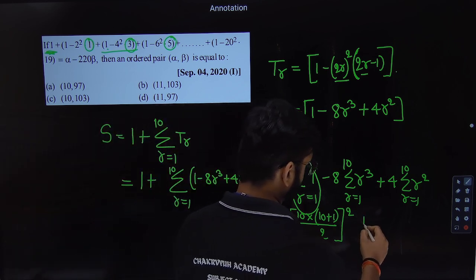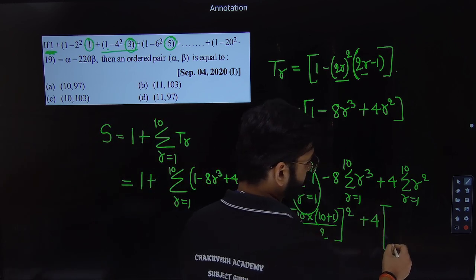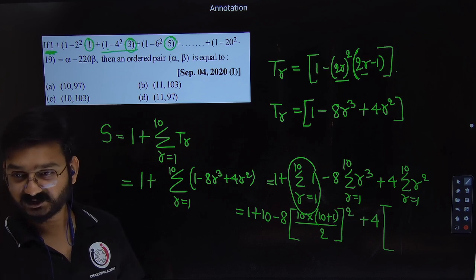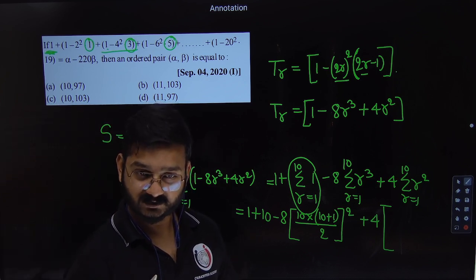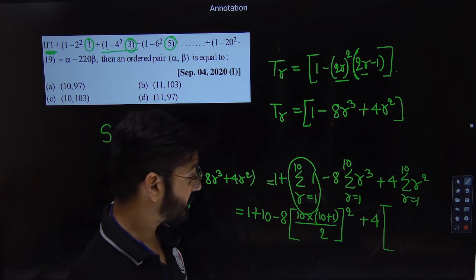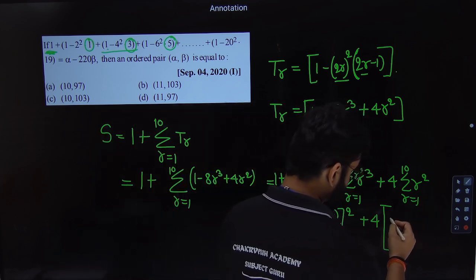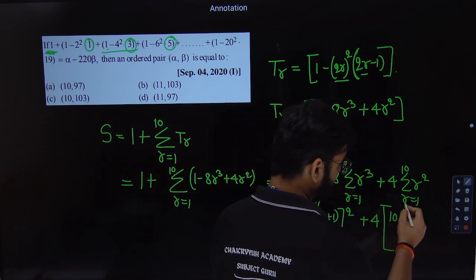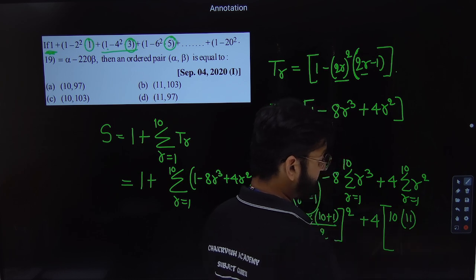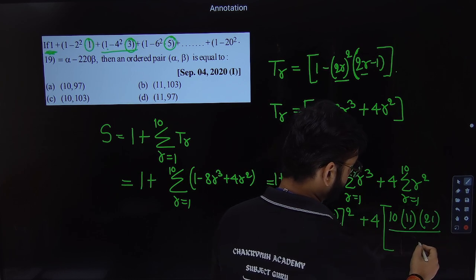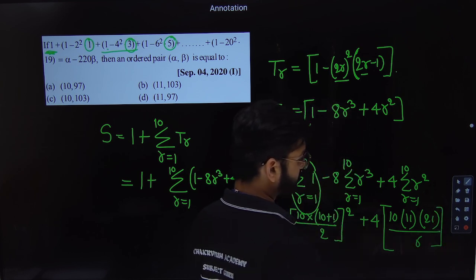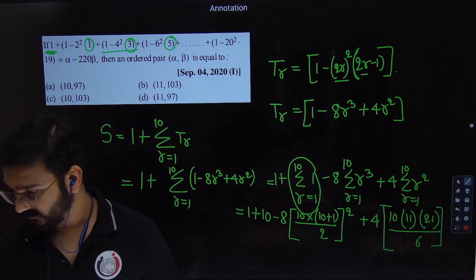Next, what is the formula for the sum of the squares of the first n natural numbers? n into n plus 1 into 2n plus 1 by 6. All the formulas are written in your notes. So n is 10, n plus 1 is 11, 2n plus 1 is 21, divided by 6. Solve it, you will get the answer.